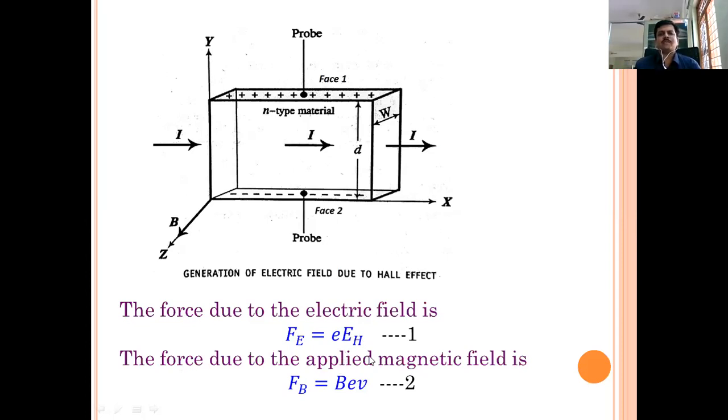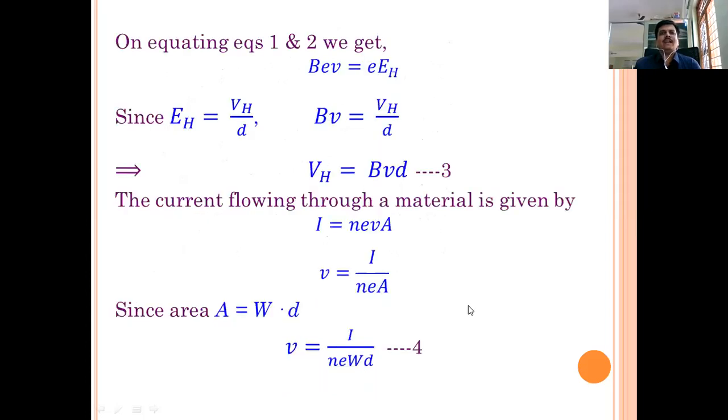Similarly, the force due to the applied magnetic field is Fb equals to BeV. Capital B is the applied magnetic field, small e is the charge of an electron, and small v is the velocity with which they travel. And upon equating these two equations, we get back BeV equals to e into EH.